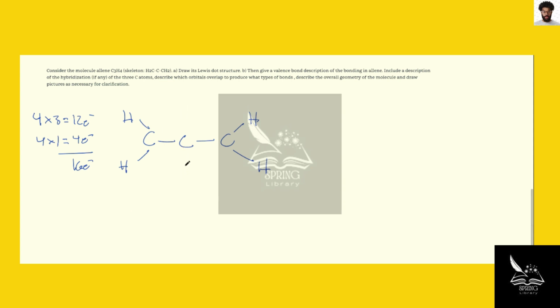Well, let's notice that this carbon is 2 electrons short of a full octet, so is this one, and this one is 4 electrons short of a full octet. So if I add a bond here and a bond here, everyone will have a full octet and everyone will be neutral. So that's what I'm going to do. And that will give me my total of 16 electrons. Okay.